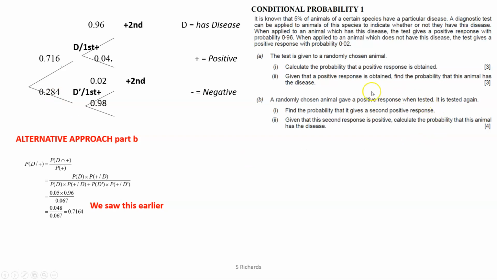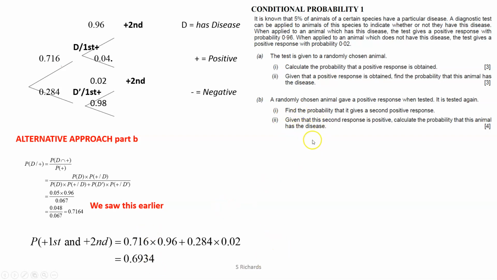We're then looking at the second response, and we're after a positive result, in which case we can find the probability of the first and the second as being positive, which is what we required in B part 1, by multiplying 0.716 by 0.96, diseased, positive and positive, plus not diseased, positive and positive, 0.284 multiplied by 0.02. 0.6934 is the same probability we obtained earlier in our previous slides.